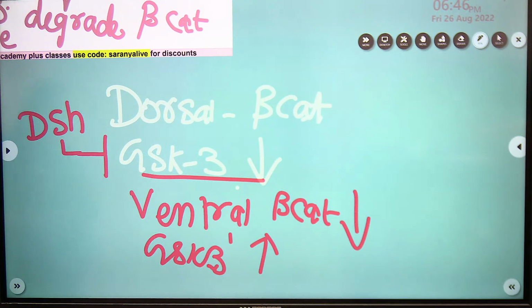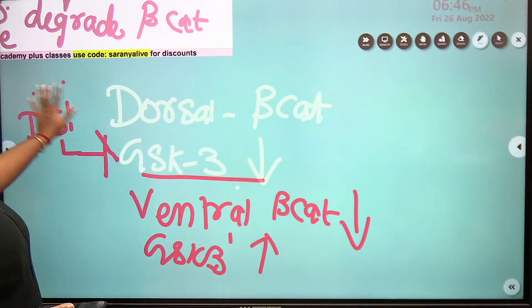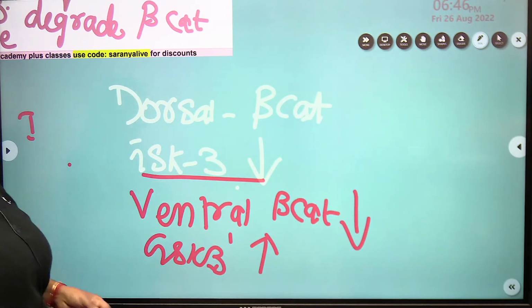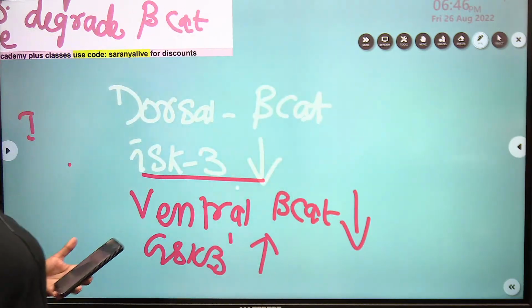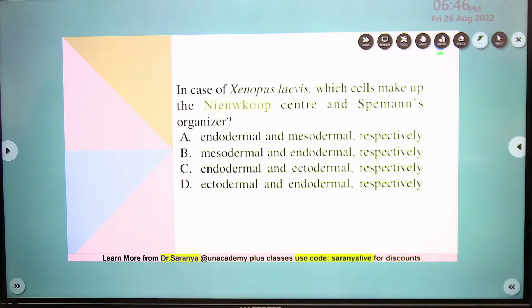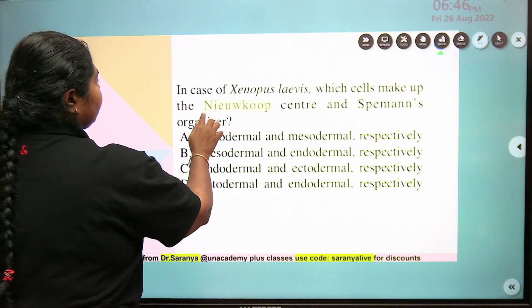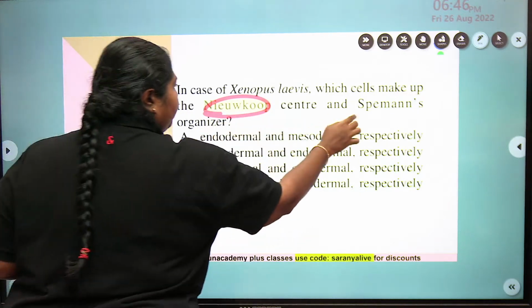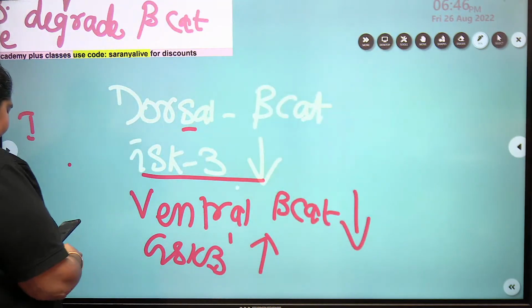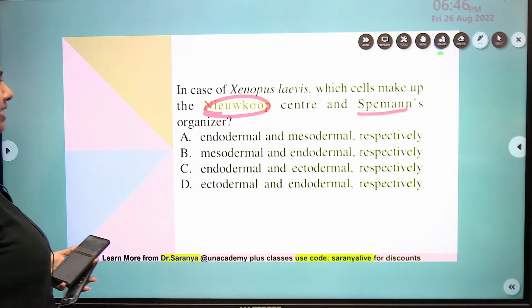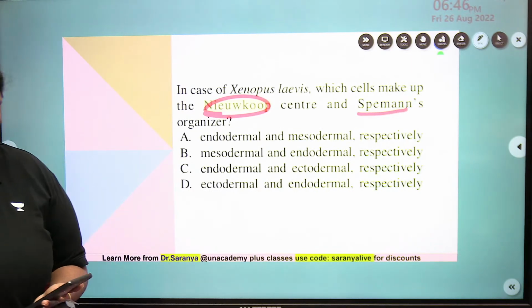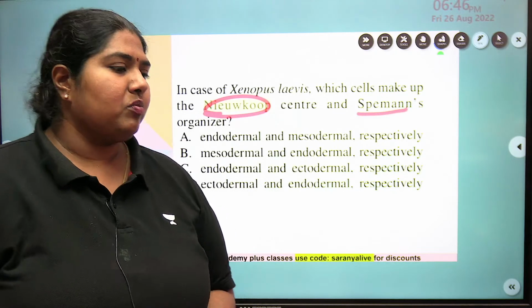Right? So shall I ask you a few questions? You are going to tell me whether it is true or false. Everybody in this class, are you ready for this? Okay, fantastic guys. So you are just remembering two points. Now let us take the next question such that you will recollect it. In case of Xenopus, which will make the Nieuwkoop center and the Spemann organizer? This is a simple question. We have already seen this concept. See how many questions have been repeated from the same concept? Almost every year you get one question from this concept. So don't miss this out.